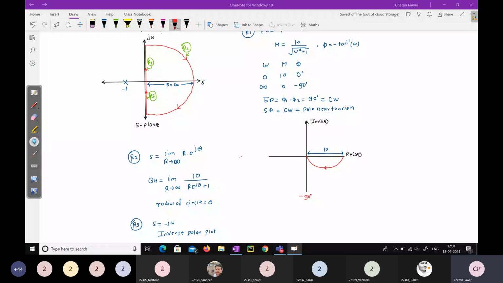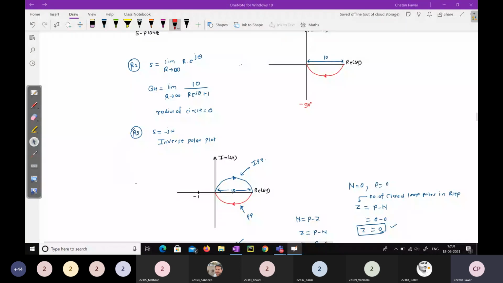Let us see the region 2 mapping. As we know from the first mapping, region 2 gives a circle with radius 0. Let us see again: s is the limit as r tends to infinity of r e^(j theta). If we put this s into the open loop transfer function, you will get this GH. When r tends to infinity, the radius of the circle will be 0, so we can neglect the region 2 mapping.